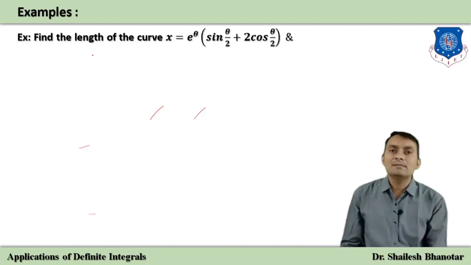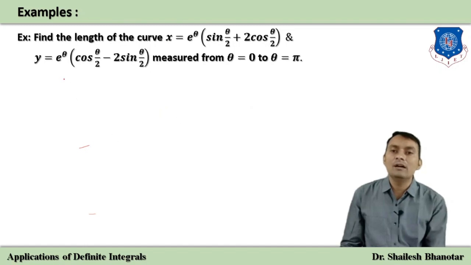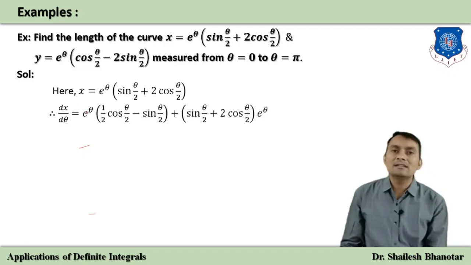When we consider the particular question, find the arc length of the curve, x is given and y is also given, from theta is equal to 0 to pi. In that case we need to consider dx by d theta as well as dy by d theta.